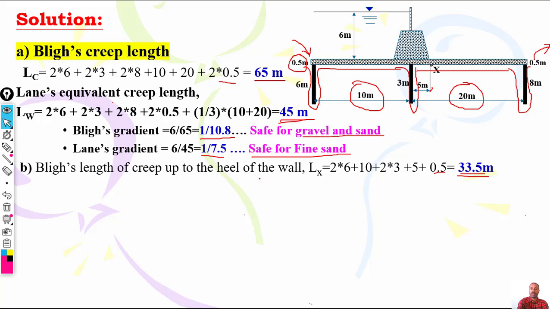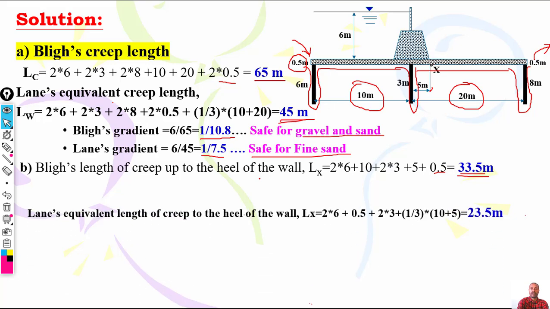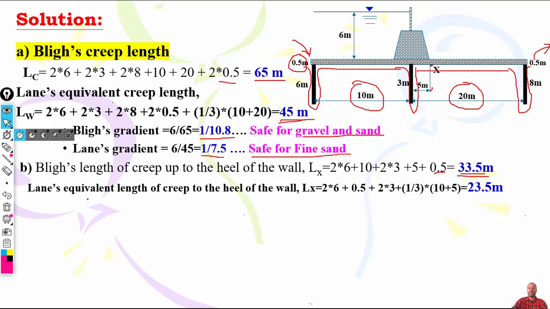And Lane's equivalent length of creep you have up to the heel of the wall. You have 2 times 6 plus 0.5, which is this one, plus 2 times 3, then 1/3 of 10 plus 5. I think you can ignore this thickness because at the base, at this point, so you can take 33 meter. Then let's compute now.